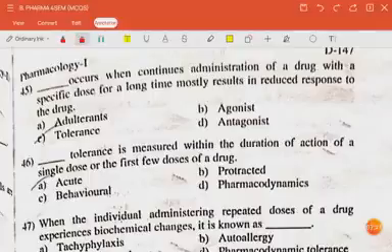Dash occurs when continuous administration of a drug with a specific dose for a long time mostly results in reduced response to the drug. The answer is tolerance. The next question is, dash tolerance is measured within the duration of action of single dose or the first few doses of a drug. The answer is acute.